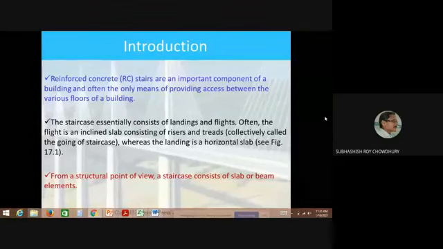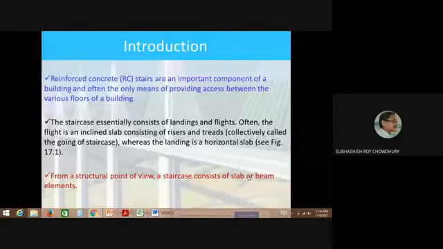Try to understand the points. So this is the topic: reinforced concrete stair. Okay. So reinforced concrete stair is an important component of the building. You know this one, and often the only means of providing the access between various floors of the building. So you know the basic idea. The staircase essentially consists of landing and flights. Okay, which one is the landing and which one is the flight? You know. Still, I will show.